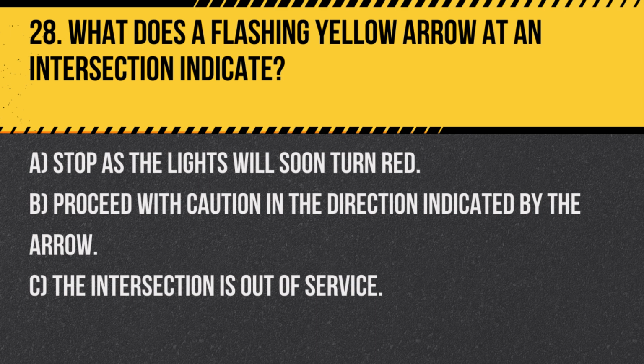Question 28. What does a flashing yellow arrow at an intersection indicate? A. Stop as the lights will soon turn red. B. Proceed with caution in the direction indicated by the arrow. C. The intersection is out of service. Answer. B. Proceed with caution in the direction indicated by the arrow. This signal allows drivers to turn but warns them to yield to oncoming traffic and pedestrians.